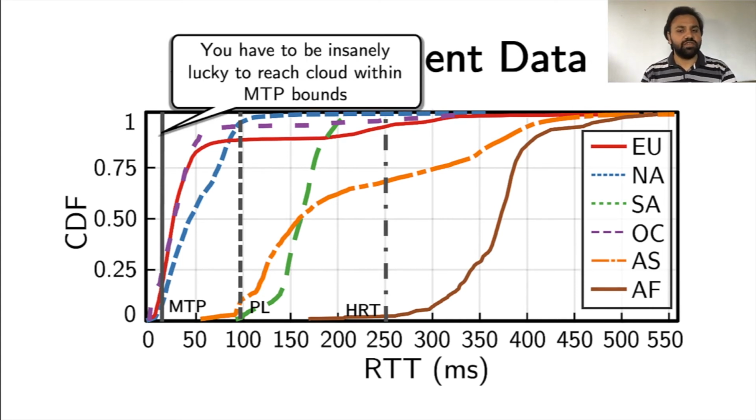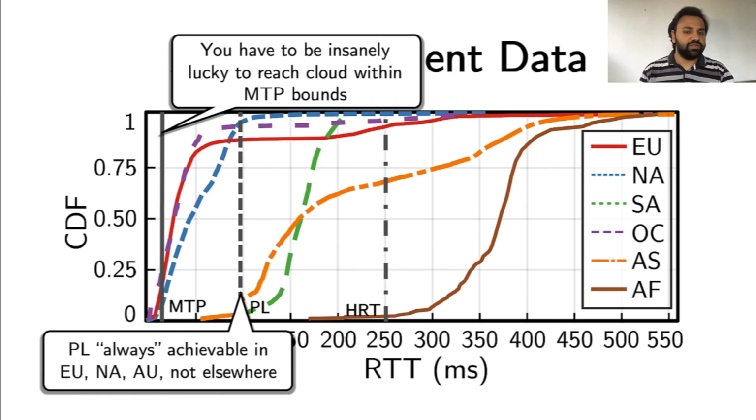Despite the extensive reach of the cloud, the results indicate that only a fraction of probes in Europe and North America can reach the cloud within 10 milliseconds, as required by the motion to photon-based applications. For continents with dense cloud deployments like Europe, North America, and Oceania, it is largely possible to reach the cloud within 100 milliseconds and support applications like cloud gaming.